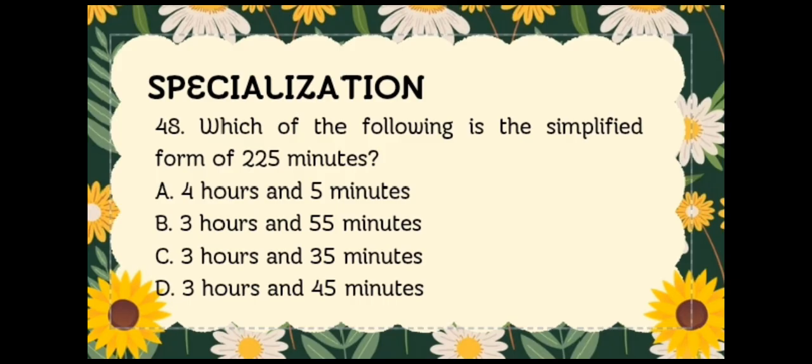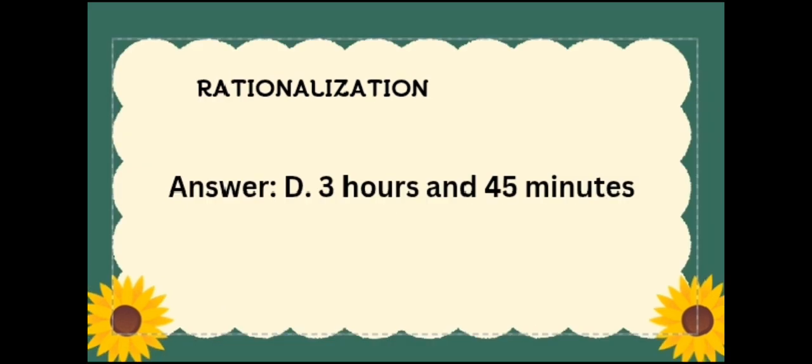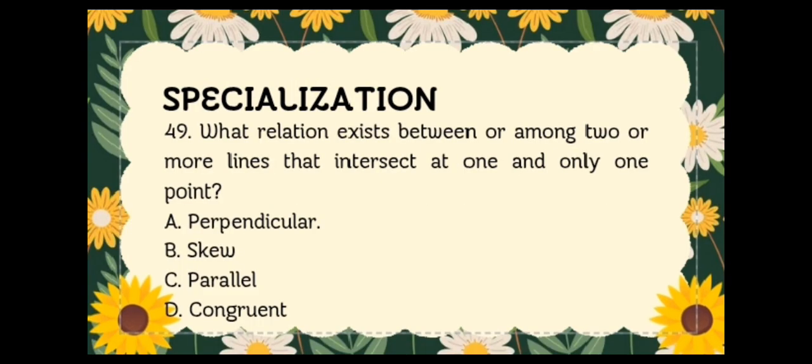48. Which of the following is the simplified form of 225 minutes? A. 4 hours and 5 minutes. B. 3 hours and 55 minutes. C. 3 hours and 35 minutes. D. 3 hours and 45 minutes. So the answer is letter D, 3 hours and 45 minutes.